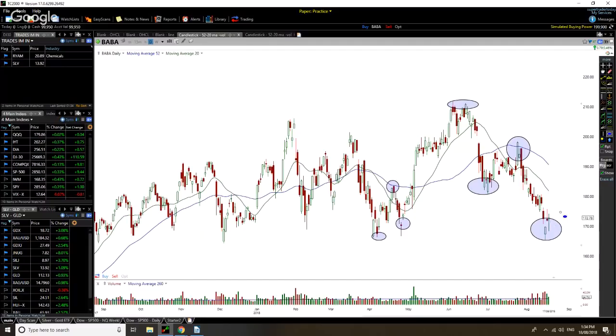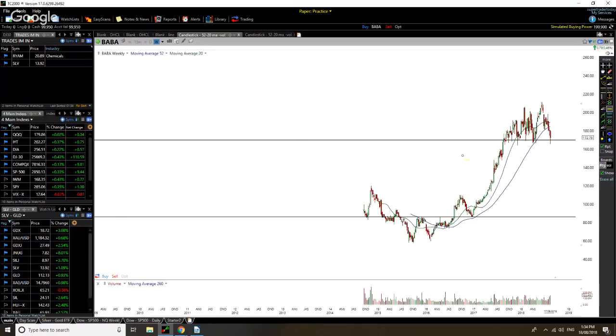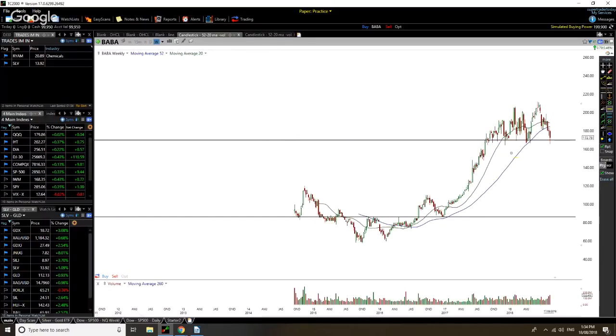So I'm expecting some sort of relief rally out of this one here, but right now the sellers are definitely in control. So I wouldn't want to be trying to short it down here or even buy it down here, because it's a very low probability thing. There is a lot of support right now at that 170. And once that 170 breaks, then we're probably going to have a very significant drop down. Baba could end up heading all the way down to 120.